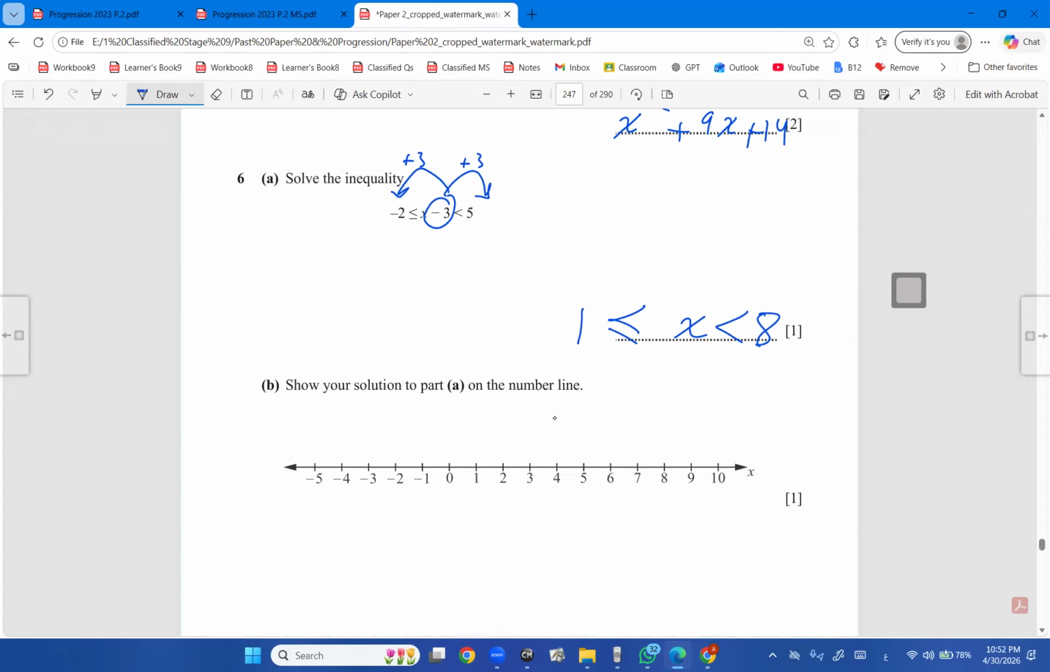They want you to plot this. So the inequality here, x is greater than or equal to 1. Here you go. And it is less than 8. It's an open circle because here I have an equal sign. I had to shade the circle on top of the 1, but I left the circle on top of the 8 open.